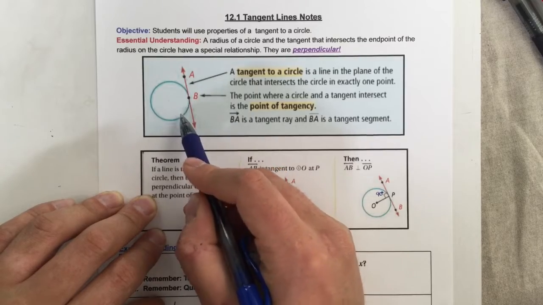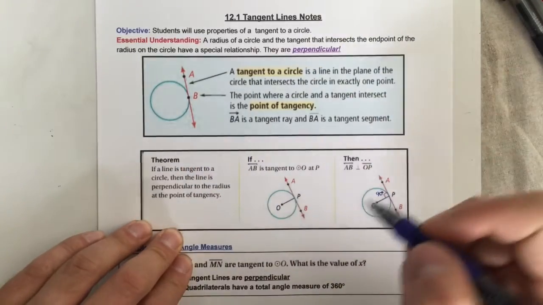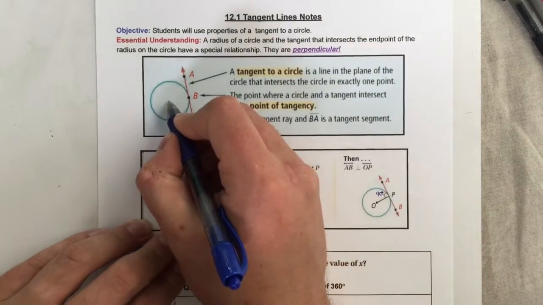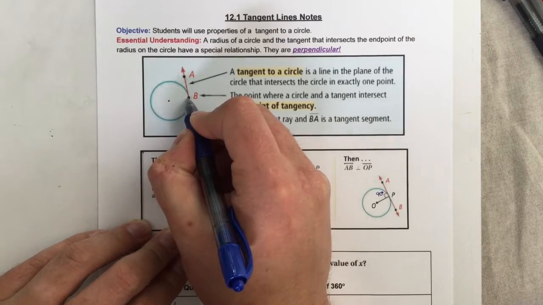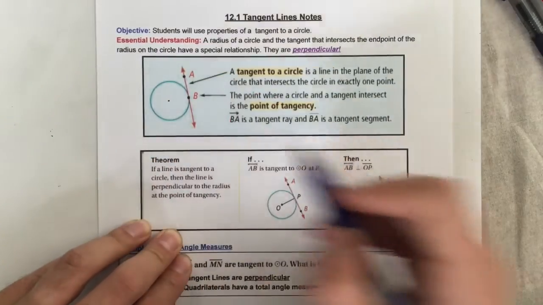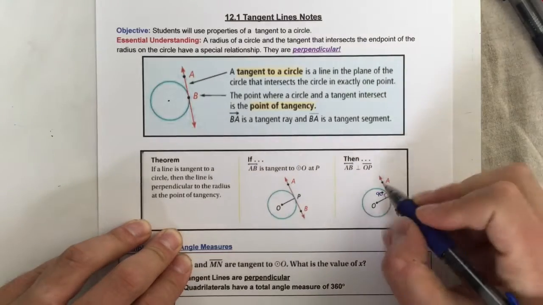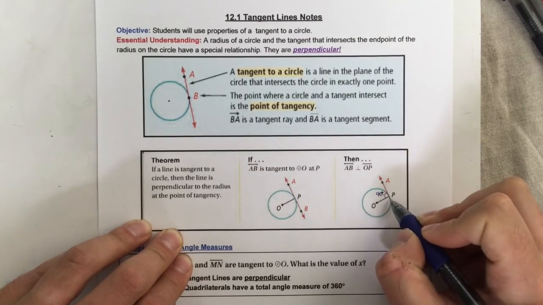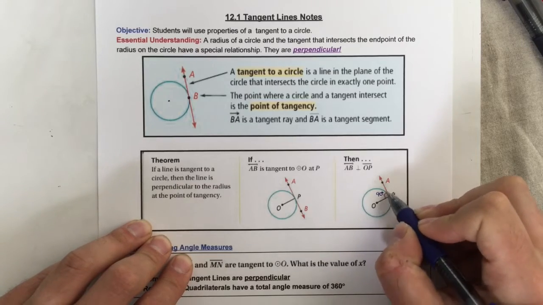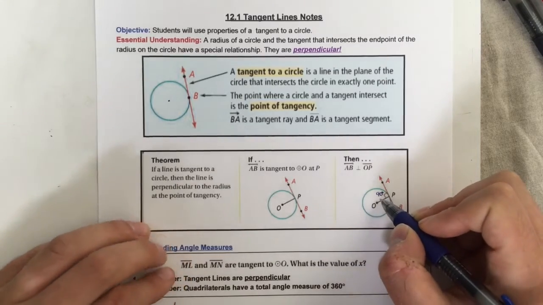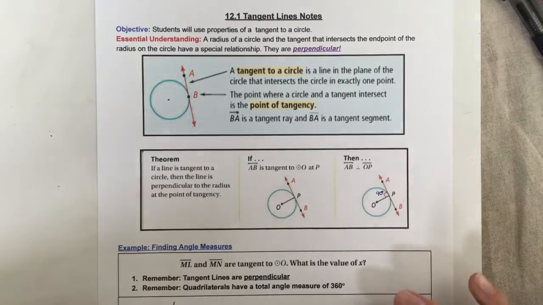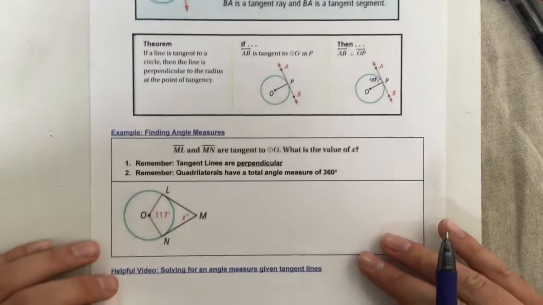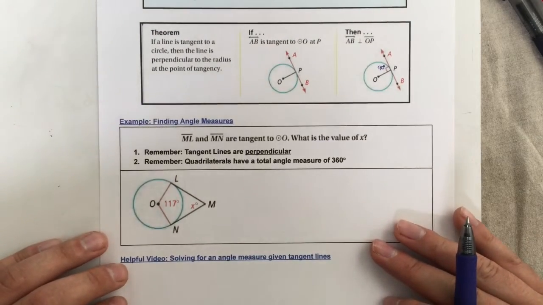Now, a property of a tangent line is that from the center to that point is our radius, and from that radius is a right angle. It is perpendicular. So our tangent line will always be perpendicular to our radius. It'll always be 90 degrees. So we can actually use that information to solve some problems here.